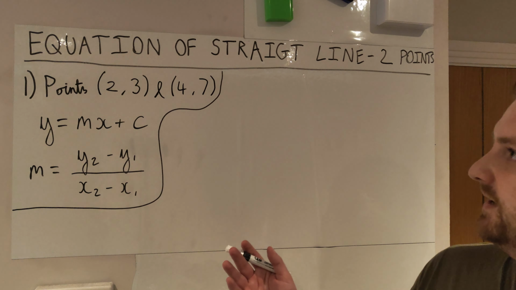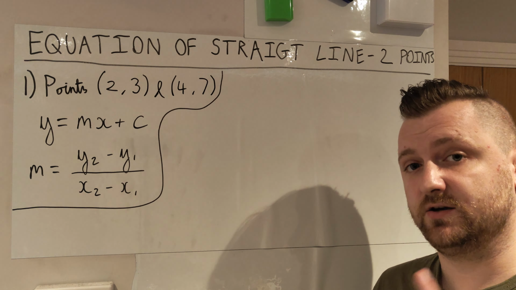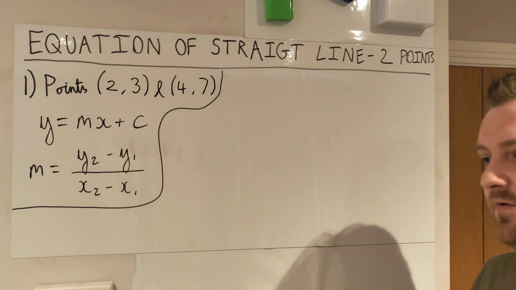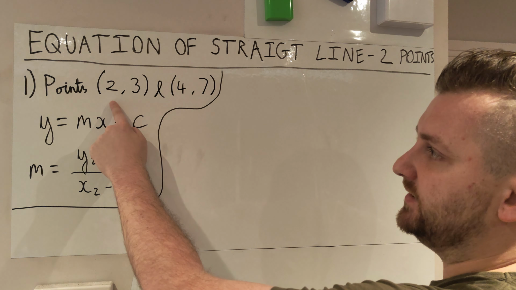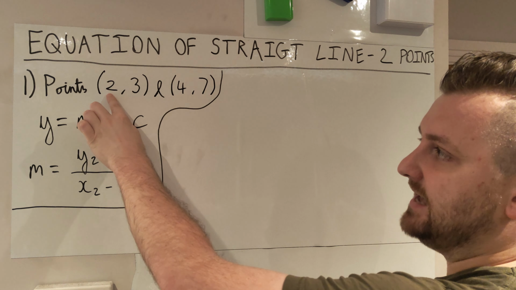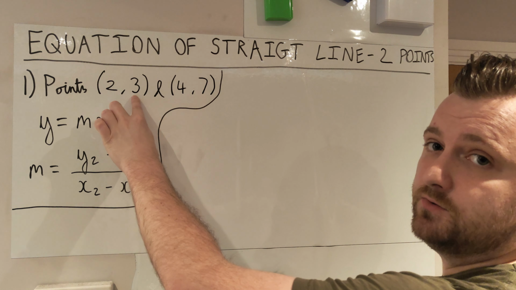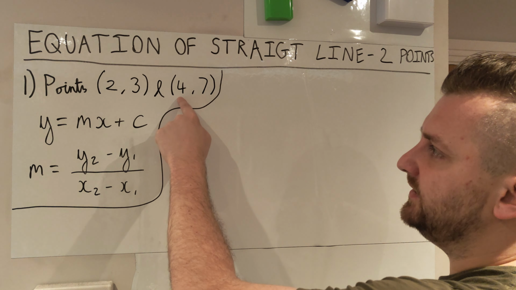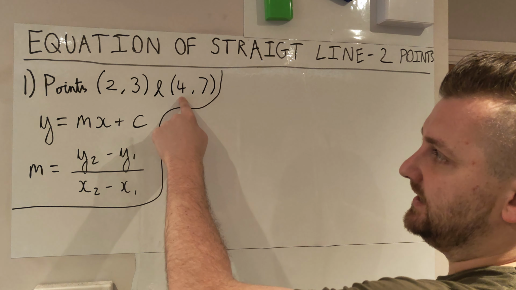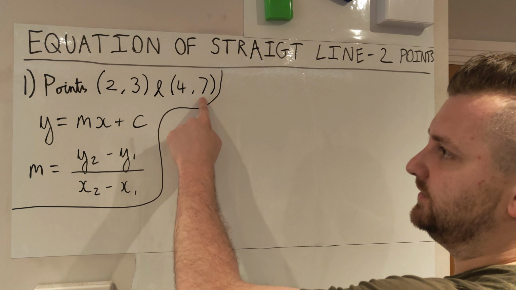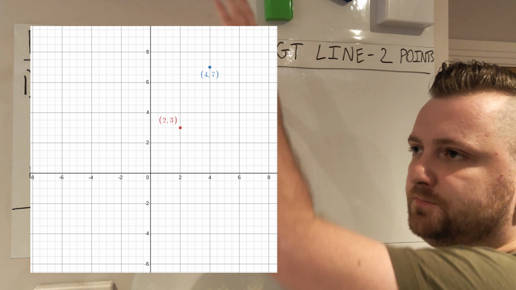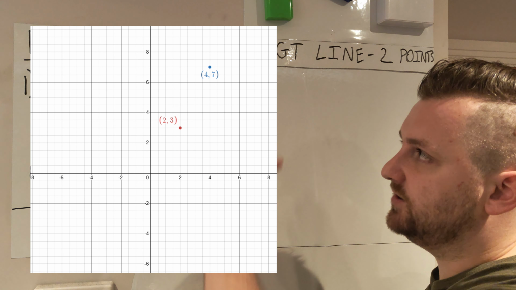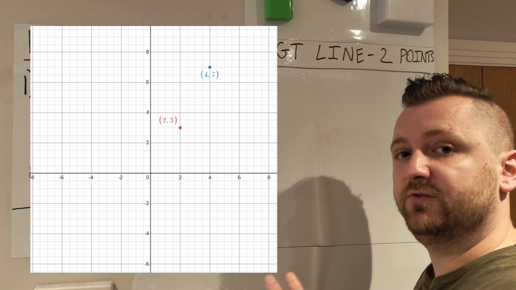Today I'm going to teach you how to find the equation of a straight line going through 2 points. With this type of question, you're going to be given 2 points. Here we've got the point 2, 3, where this is the x coordinate and this is the y coordinate. And we're given another point, where also this is the x coordinate and this is the y coordinate. If you picture a graph, you can imagine we have 2 points plotted there, and we're going to find the equation of the straight line going through both points.